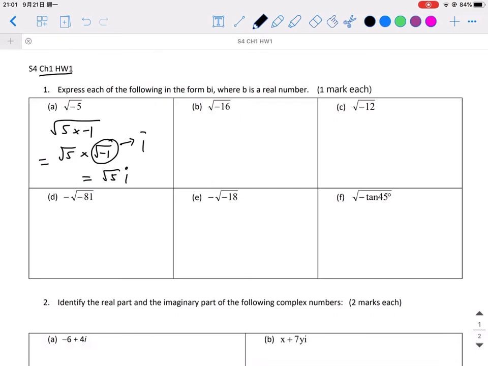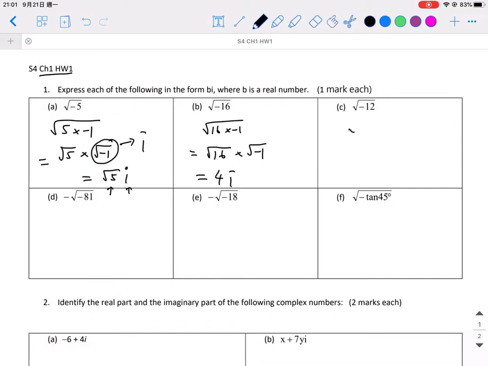So remember, we will write down the coefficient of i first, and then we write down i secondly. And for the second part, it will become 16 times -1, and that means it's root 16 times root -1. And remember, root 16 is equal to 4, and then root -1 is i.